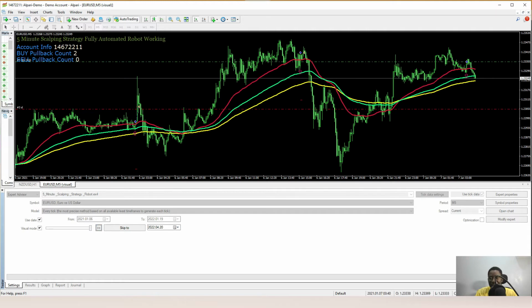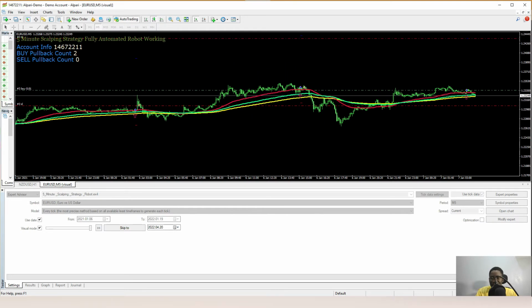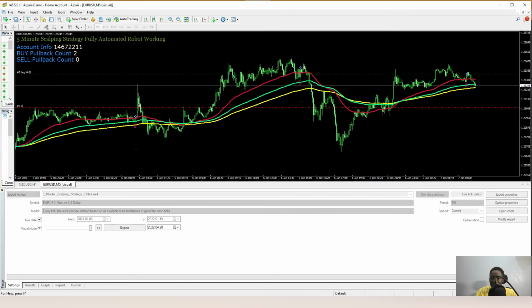See, it entered for a buy trade here. So this robot works when it sees pullback count of 2, and you can see once the pullback here is 2, that is when it entered for our buy trade. And don't forget, it's using take profit and stop loss like we've set. See, our stop loss is 30 and our take profit is 100. You can see it there. So let's continue.